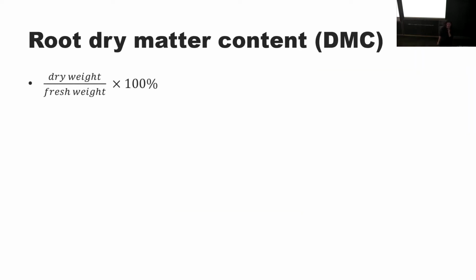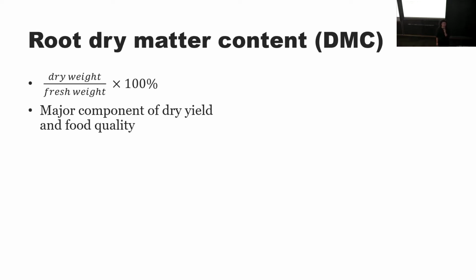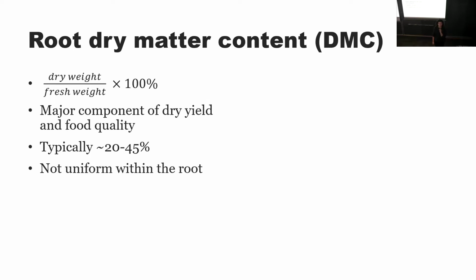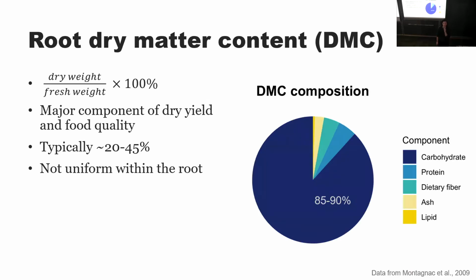This is the percent of the root that's not water, and that's calculated by the dry weight over the fresh weight times 100%. It's a major component of the dry yield and the food quality, so it factors in to needs of both processors, farmers, and consumers. It typically ranges from 20 to 45%, with the higher the better. The 20% is not something you'd actually want to eat or grow. And it's not uniform within the root, which is something I'll come back to later.